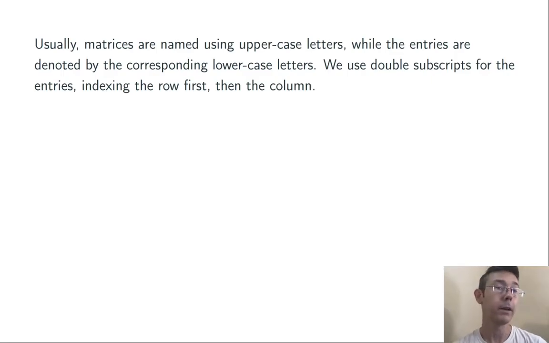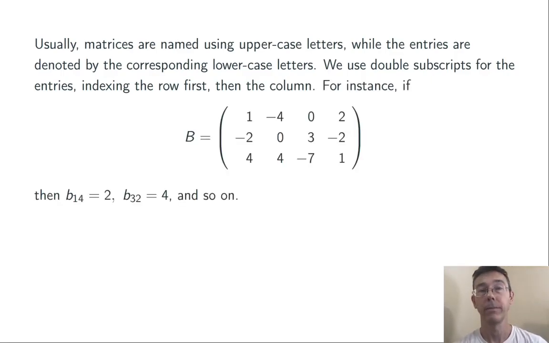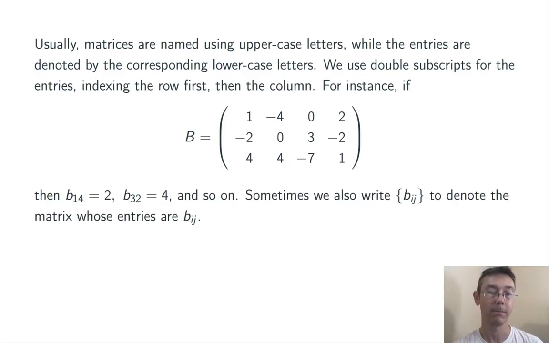And we'll reserve the corresponding lowercase letters for their entries. In particular, we can use double subscripts to say which entry we want from that matrix. So here's matrix capital B again. B sub 1,4 is going to be the entry in the first row and fourth column, in this case 2. And B sub 3,2 is going to be the entry in the third row and second column, which in this case is 4. Sometimes we'll write curly braces around B sub ij to denote the entire matrix capital B, the matrix whose entries are B sub ij.